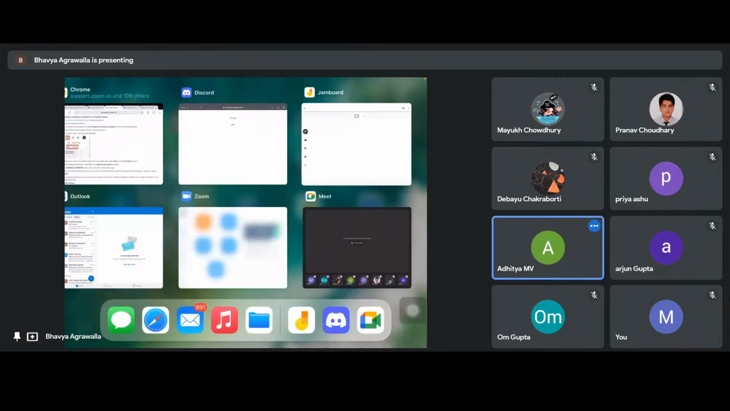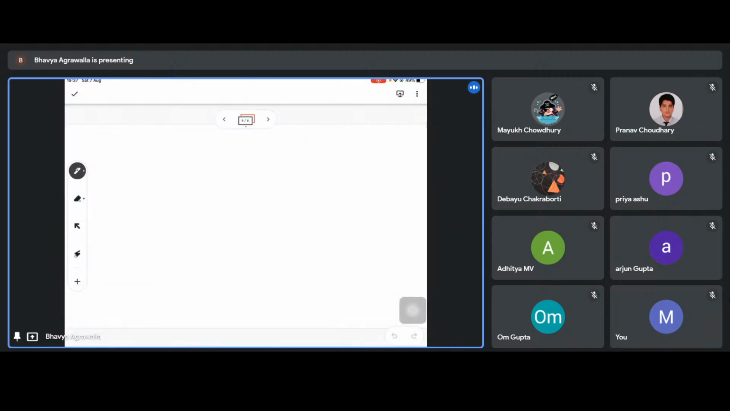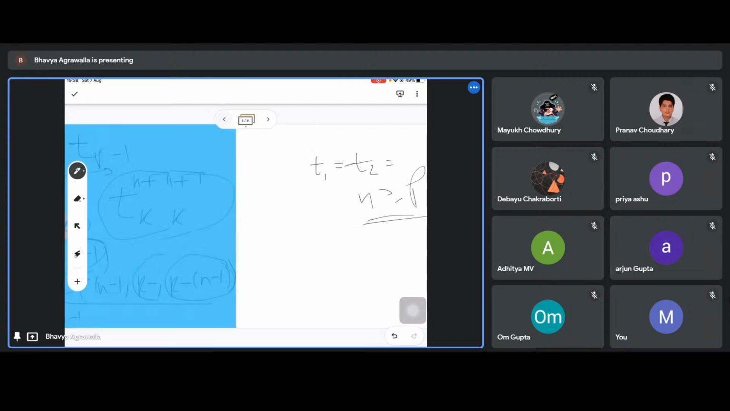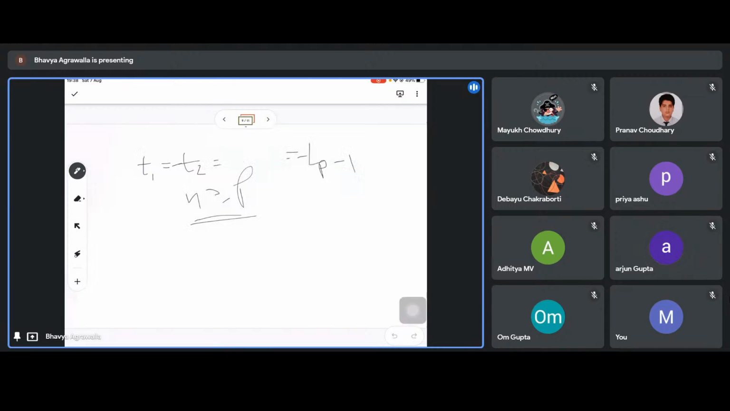Yes. Okay, sure. So we are done with one part of the problem, showing that t1 equals t2 equals ... t(p minus 1) for n greater than or equal to p, right? We are done with this part. You already showed it for n equals p, and then you showed that. Yes, nice.